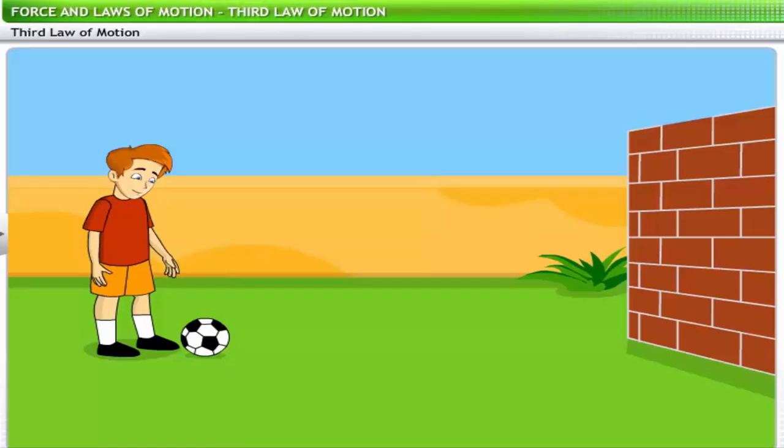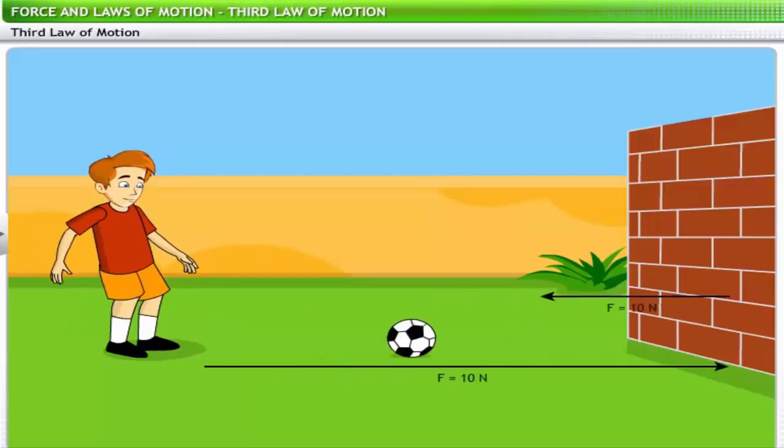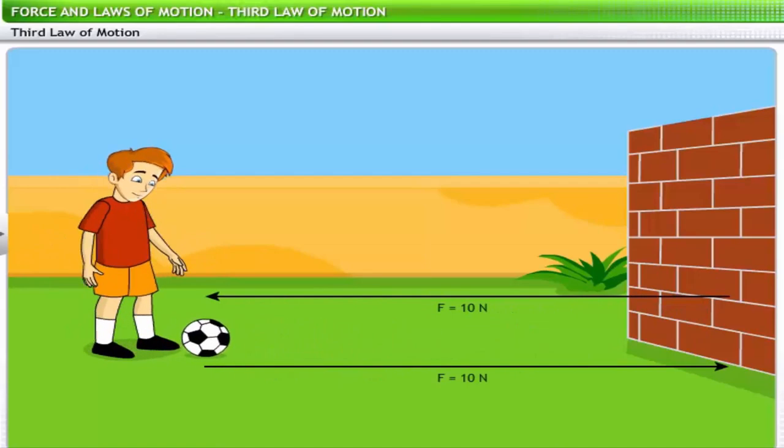Let's revisit the situations we observed at the beginning of this lesson. The boy kicks the ball to the wall, say, with a force of 10 Newton. The wall kicks the ball back with equal force. The direction of the force exerted by the wall is opposite to the direction of the boy's kick. One force acts on the wall, while the other force acts on the ball.